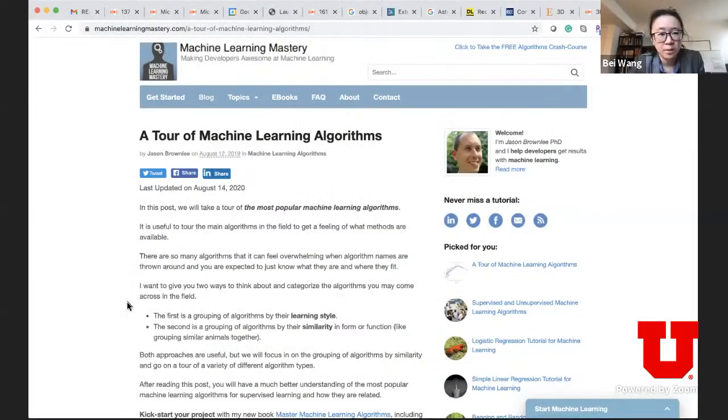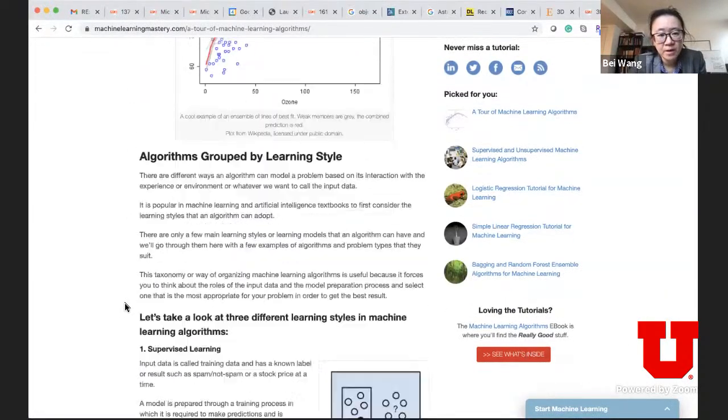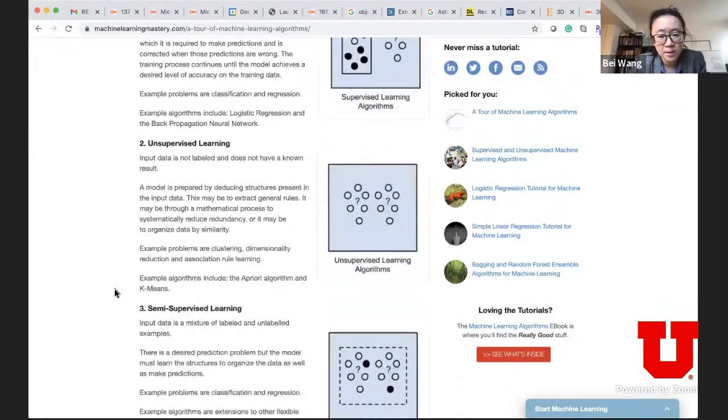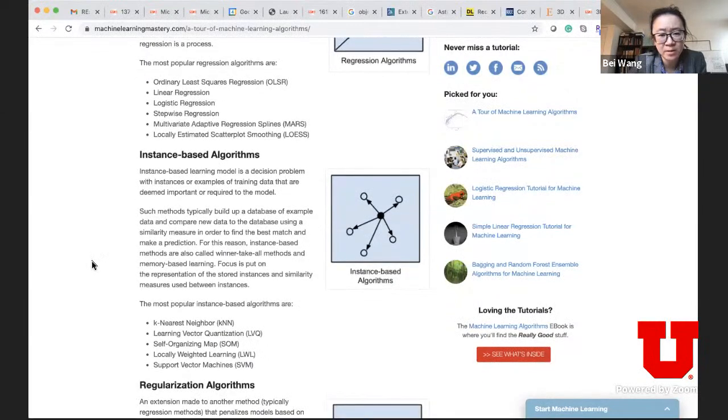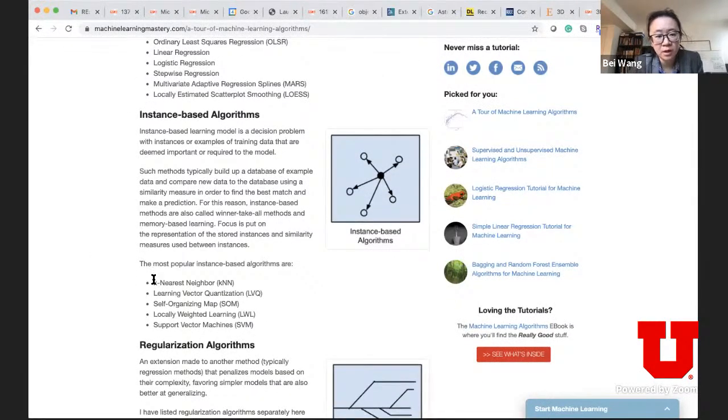Okay, so in here there is rough clustering, rough classification, and then there are instance-based ones. Maybe we'll have time to talk about a few of them, but things like K-nearest neighbor, self-organizing map, and support vector machine can all be considered instance-based algorithms, okay? These are really decision problems built on instances or examples of training data.